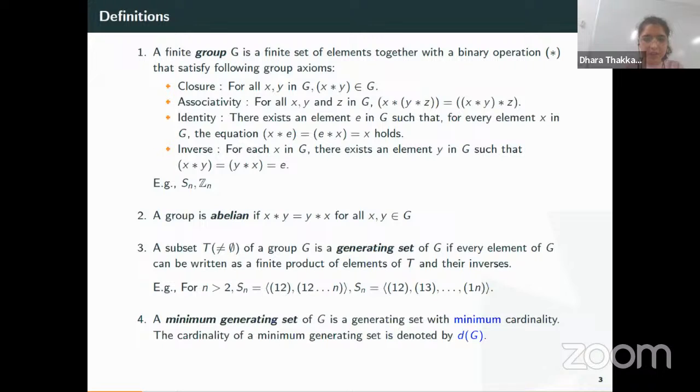So that is why we define minimum generating set. A minimum generating set of a group G is a generating set whose cardinality is minimum, and we denote this cardinality by D of G. So, for example, you can see that if we have a symmetric group on an n element set, then it has a generating set of size 2, and it cannot have a generating set of size 1. So D of Sn is equal to 2.